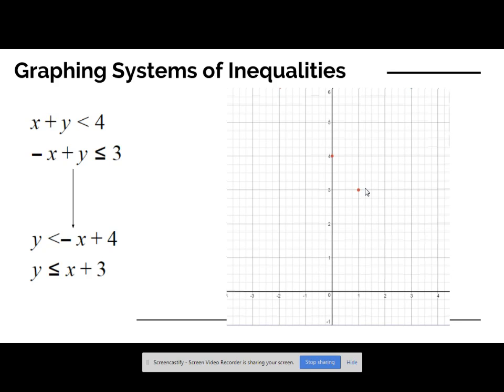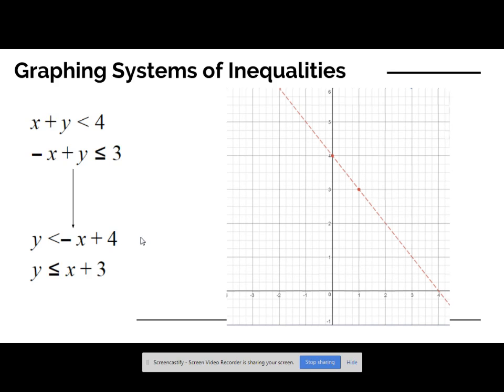Now, because we're going to have lots of lines, and they're going to intersect at certain points, and we need to figure out where it's shaded and all that, I would recommend doing more dots. So I would add some more dots to this if I were doing it on paper, so I'm sure to get the right line. It's going to be a dashed line because it's less than and not equal to. So there's my red line. I'll shade in a little bit.